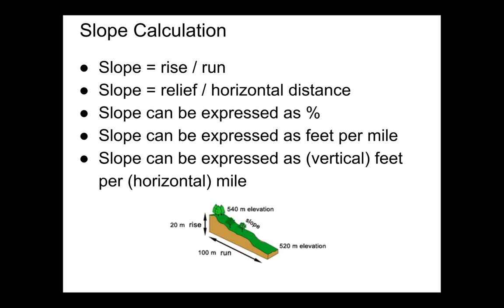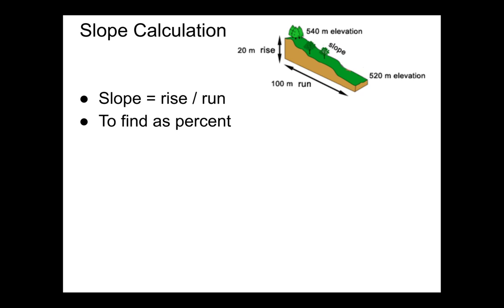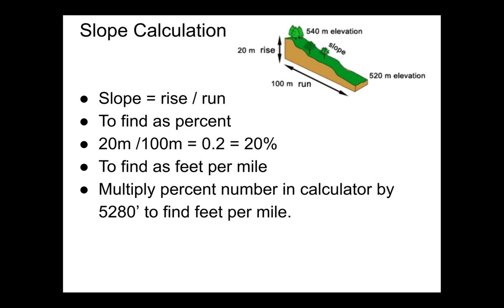Slope can be expressed as vertical feet per horizontal mile. So to find it as a percent, we take the rise divided by the run. We get 0.2. Multiply that by 100, you get 20%. That was pretty easy. To find it as feet per mile, we're going to take this number in the calculator and multiply it by 5,280 to find the feet per mile. 0.2 times 5,280 is 1,056 feet per mile. So the slope as a percent would be 20%, and in feet per mile, 1,056.